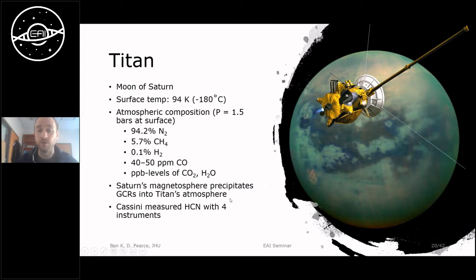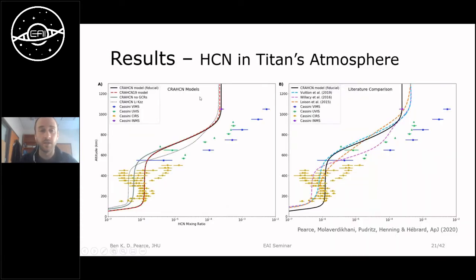And the reason why we can use Titan to validate is that Cassini, the spacecraft, went to Titan in the early 2000s and measured hydrogen cyanide at various altitudes with 4 different instruments. Here are our models of Titan's atmosphere. You can see altitude of Titan's atmosphere on the y-axis and the hydrogen cyanide abundance on the x-axis. The Cassini data points are in yellow, blue, green, and purple. You can see our fiducial model in black goes right through these yellow data points in the lower atmosphere, then goes through the first few blue and green data points here, and then veers to the left of these green and blue data points, but goes right through this purple data point, which happens to be the only in situ measurement of hydrogen cyanide in Titan's atmosphere.